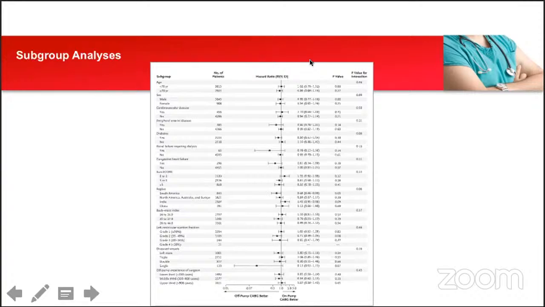Here is a subgroup analysis for different patient characteristics between both arms, and the majority of them were matched with no significant difference between both arms.